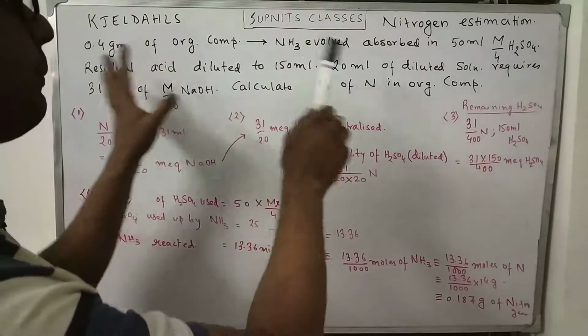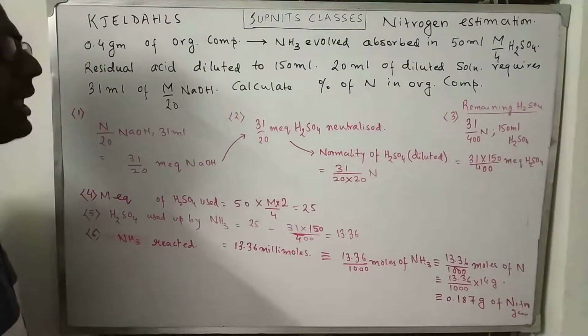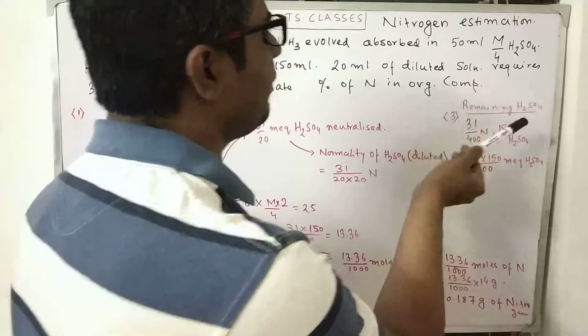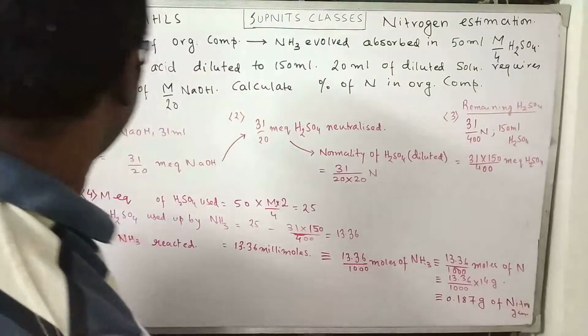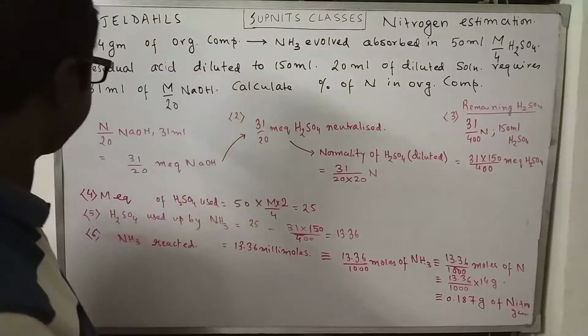See, this kind of problems you have to always do by backward integration. So, let us see what happened in the last step. In the last step, there was some 20 milliliter of diluted H2SO4 solution. That is titrated against 31 milliliter of M by 20 NaOH.